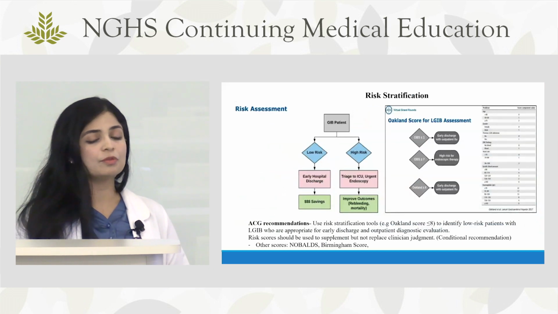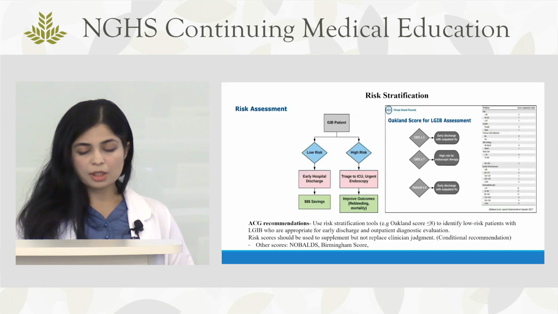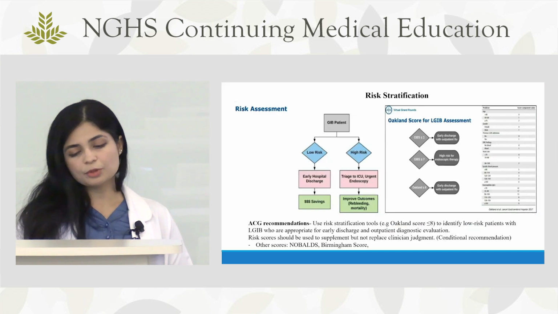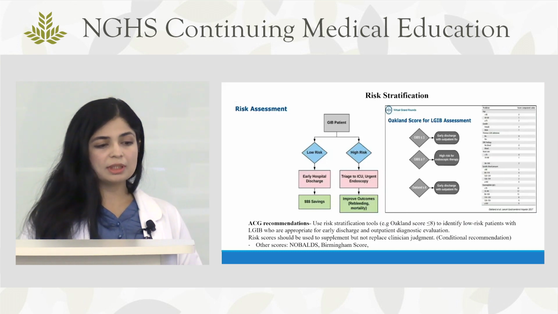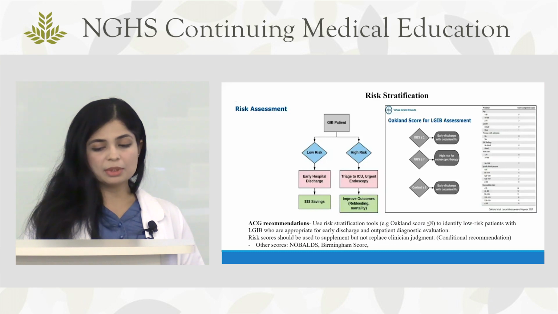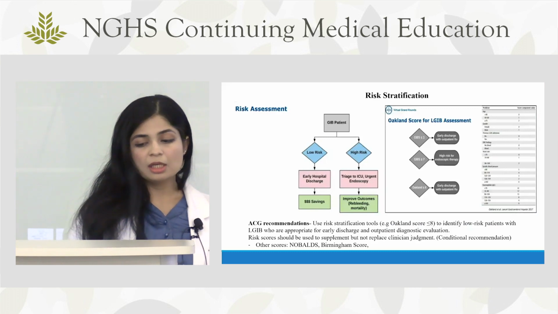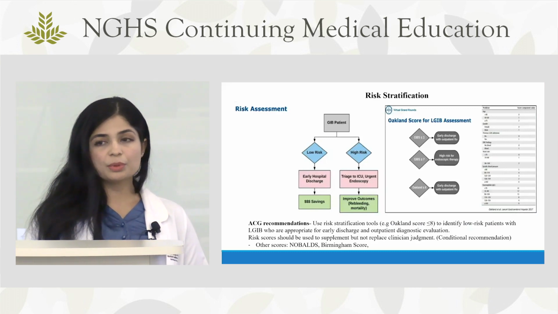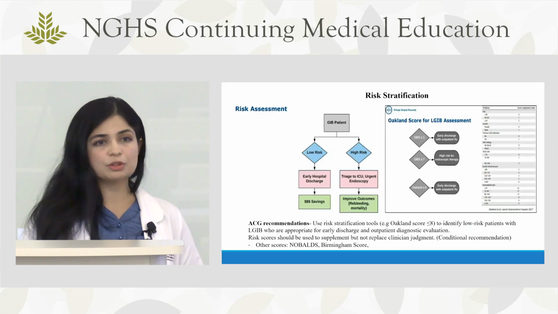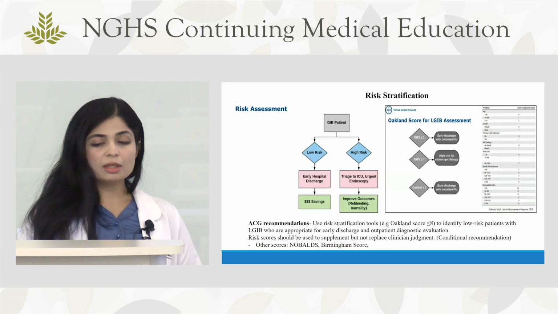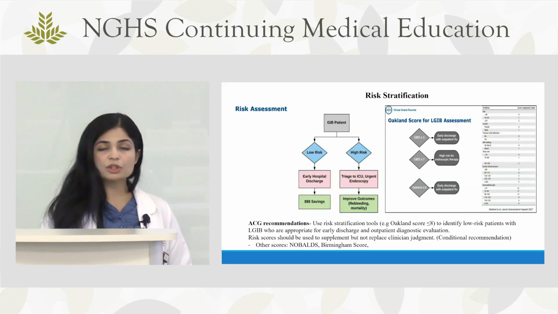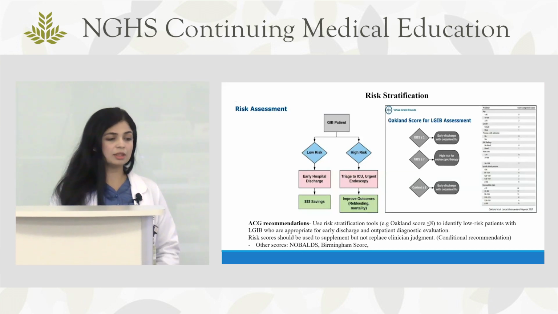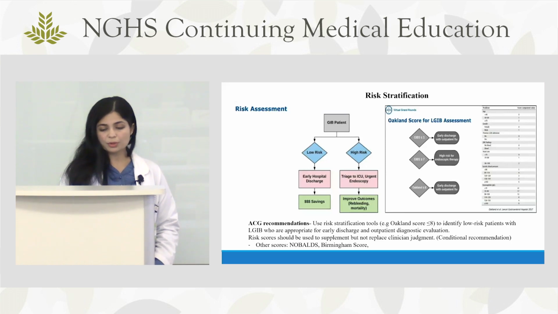So just going through some risk stratification. This was one of the primary reasons for them coming up with these guidelines: they were noticing a lot of people coming in with lower GI bleed and getting a colonoscopy. There was less frequent use of risk assessment tools. There are a lot of risk assessment tools used for upper GI bleed, the most common one being the Glasgow-Blatchford score.